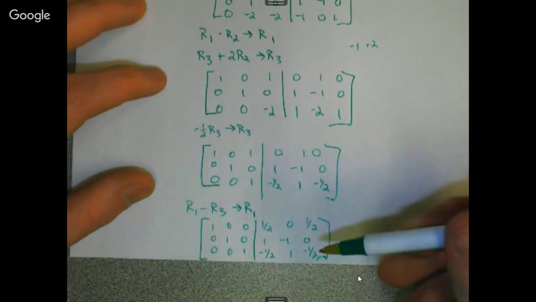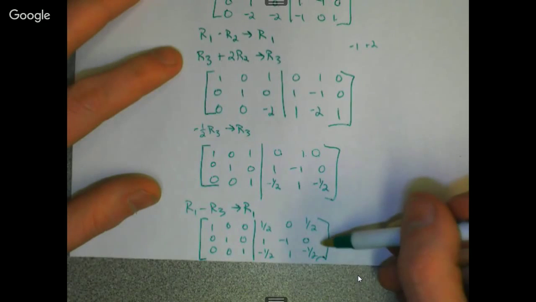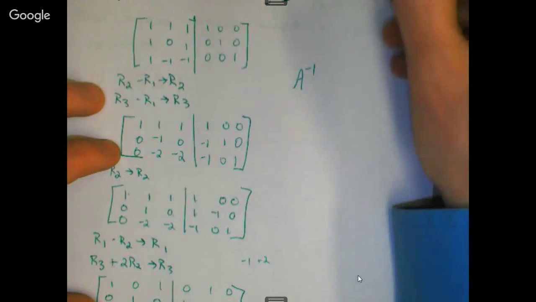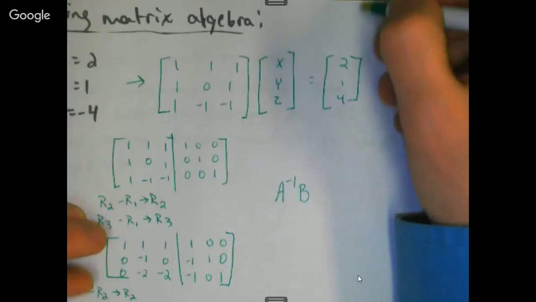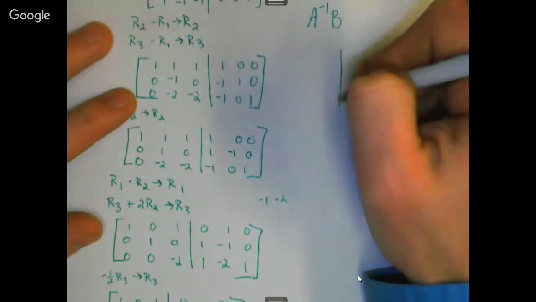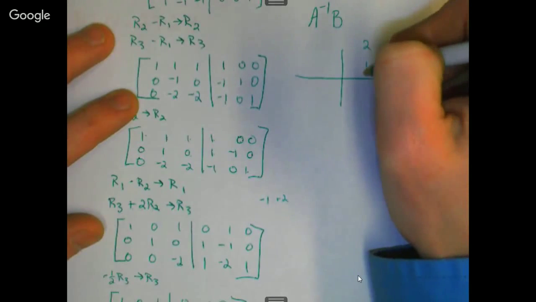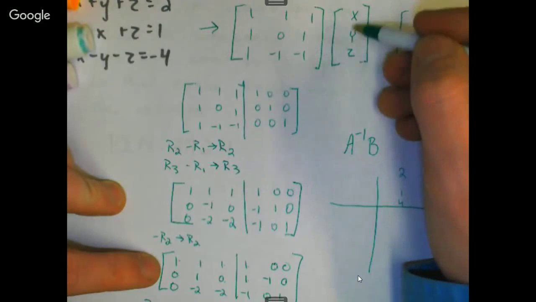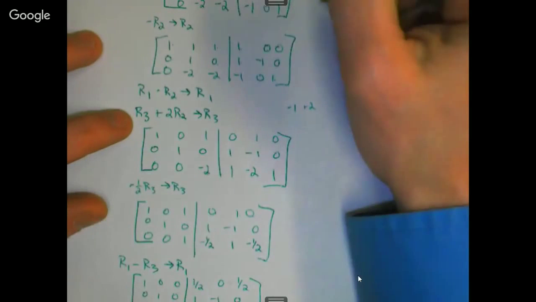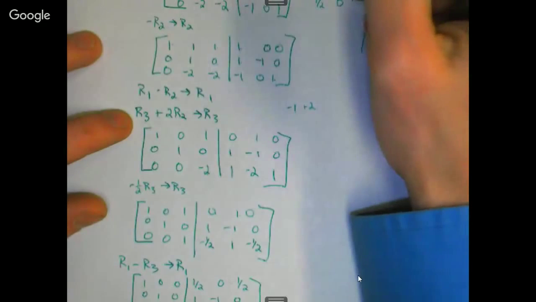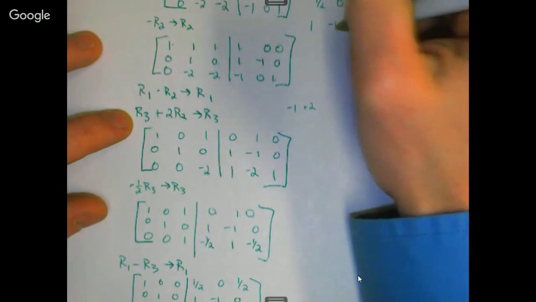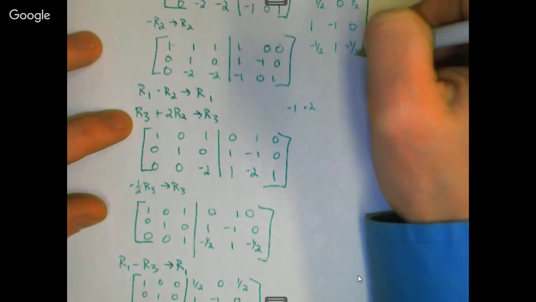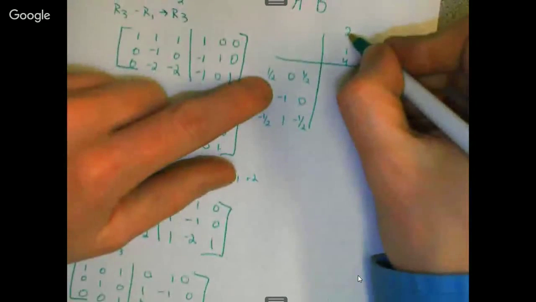So now that I have my inverse matrix, we're going to take the inverse matrix times B, which was this solution right here. And my solution matrix should be in the same matrix form as this one. Okay, so I had a half, 0, a half, 1, minus 1, 0, and minus a half, 1, minus a half. Okay, so I have a half.